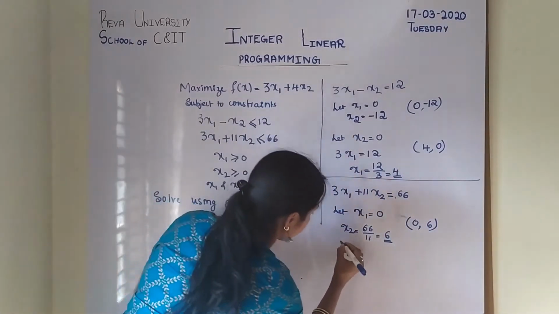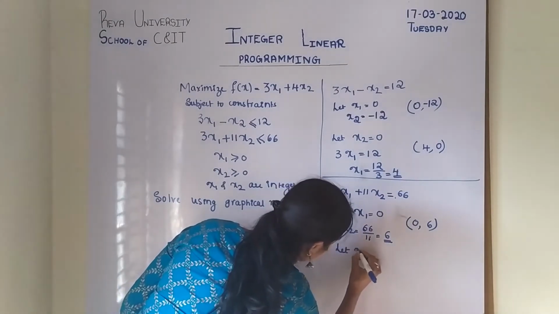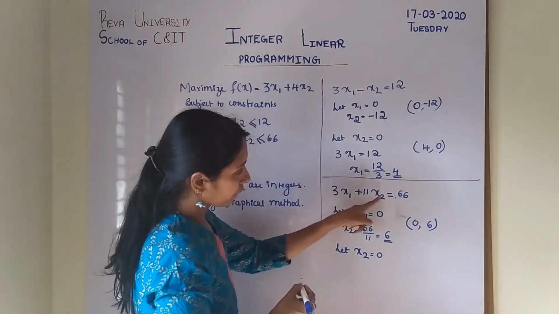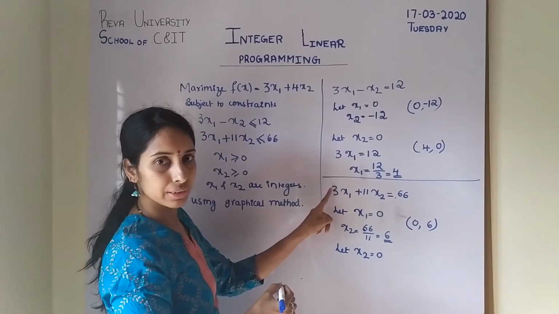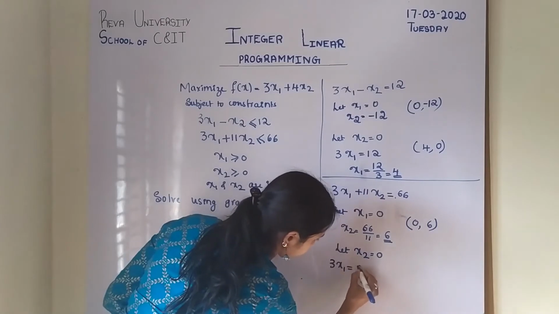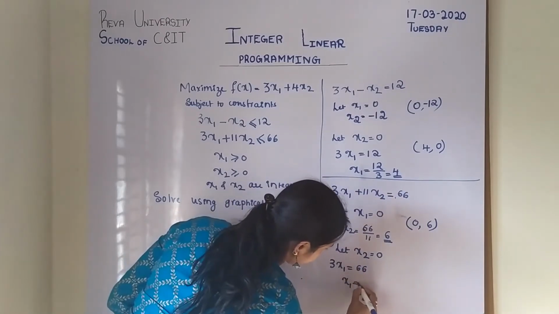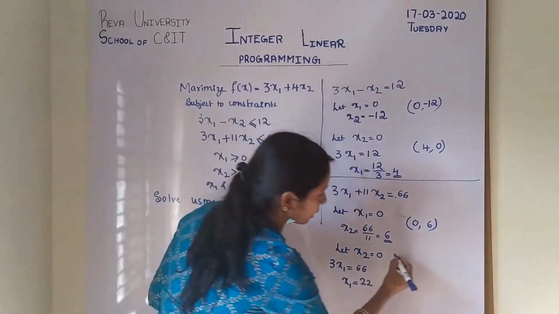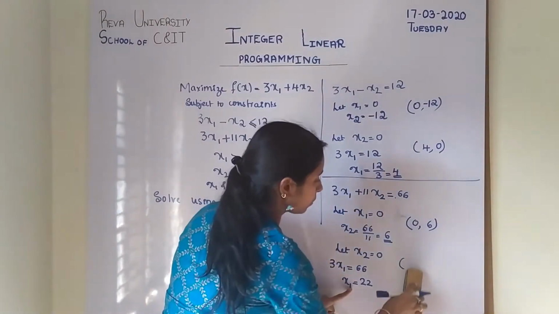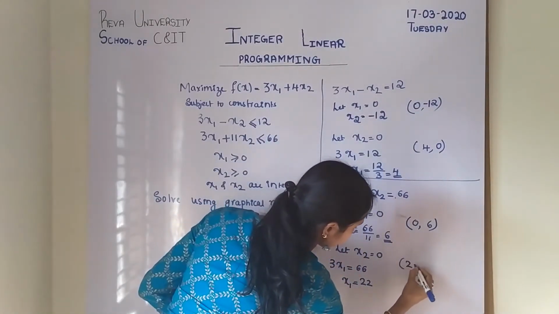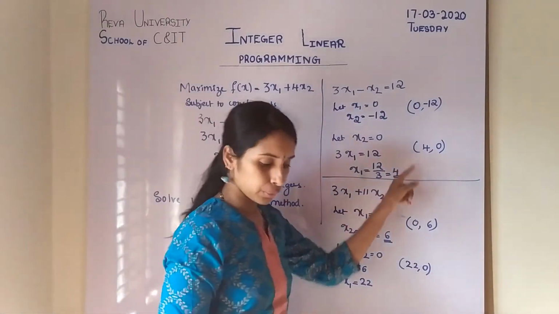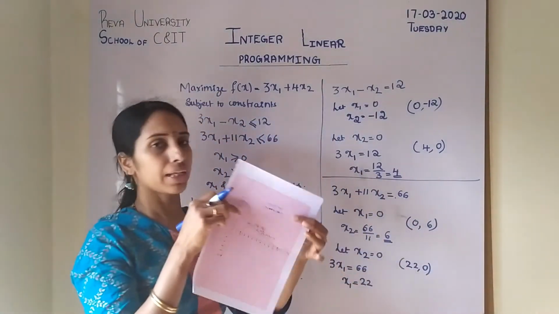Similarly, we consider x2 equal to 0. Now if x2 is 0, what is x1? 3x1 equal to 66, so x1 becomes 22. What is our second point? First I have to write the x1 value, so here it will be 22, 0. Now you have to plot these values.